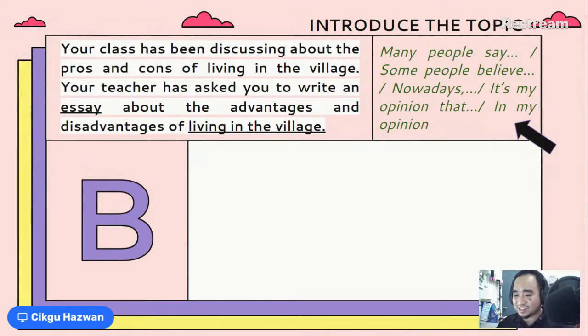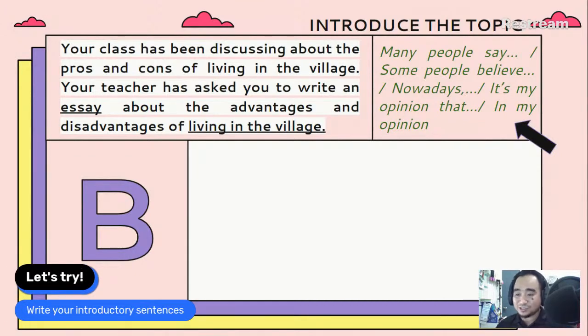So can anybody try to write introductory sentences? Cuba dulu. Write your introductory sentences. How can you introduce this topic? Advantages and disadvantages of living in the village. Try to use this. Many people say, some people believe. Nowadays, in my opinion, it is my opinion that. Try to use any of this starter.